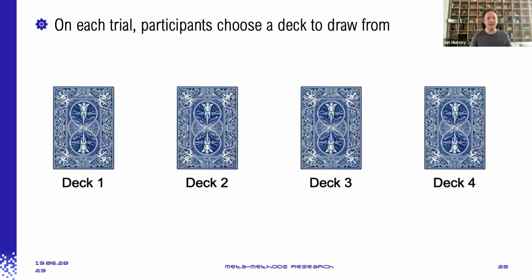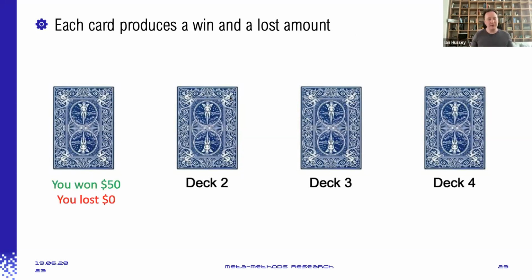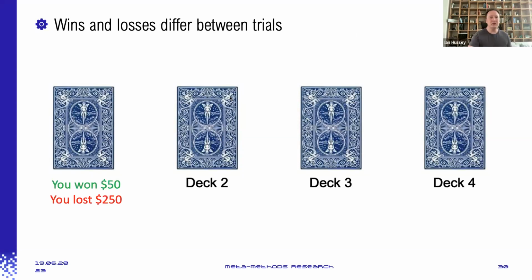To explain what the task looks like, you are presented on screen with 4 decks of cards, and you are asked on each trial to draw from a specific deck. So you have to choose which deck to choose from. After each trial, you are given feedback on whether you won money and also separately whether you lost money. Wins and losses can differ between trials. So on some trials, you may only win the $50, and on others, you would also lose money.